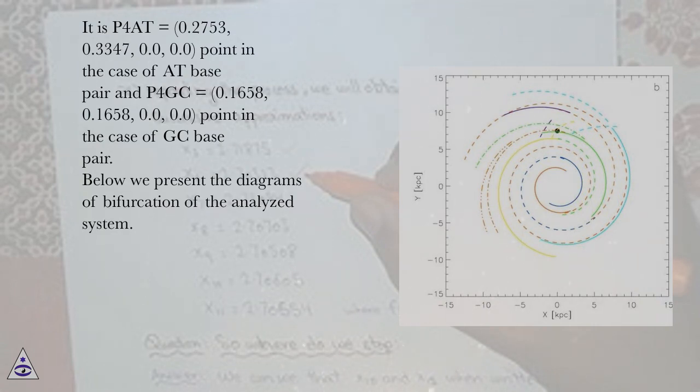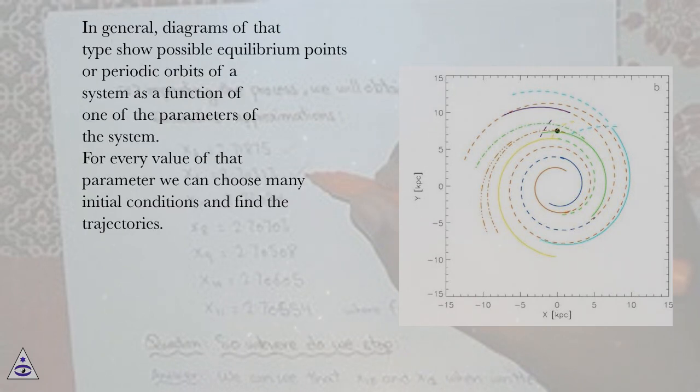and P4 GC equals (0.1658, 0.1658, 0.0, 0.0) in the case of GC base pair. Below we present the diagrams of bifurcation of the analyzed system. In general, diagrams of that type show possible equilibrium points or periodic orbits of a system as a function of one of the parameters of the system.